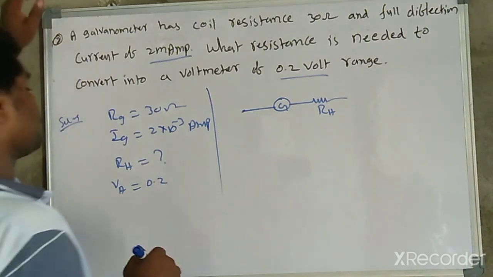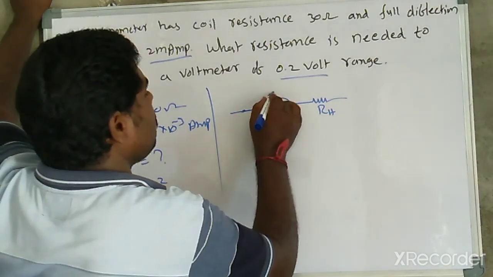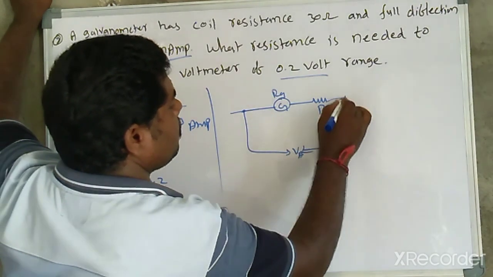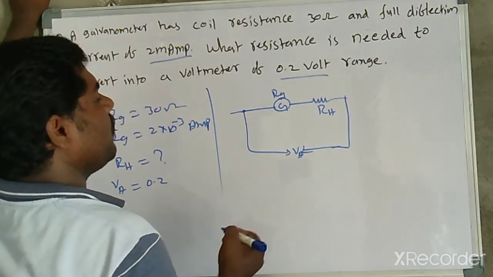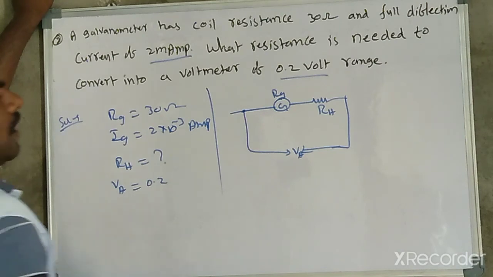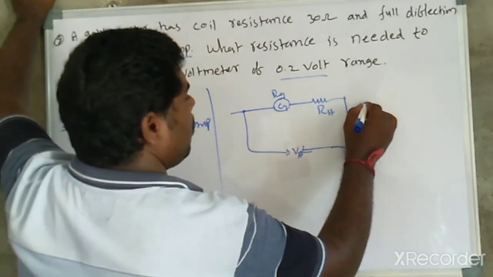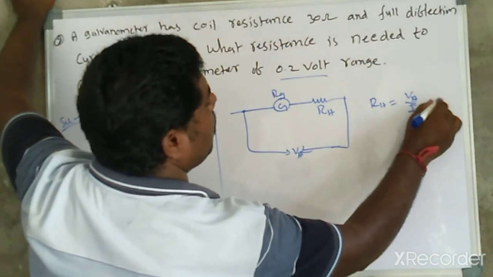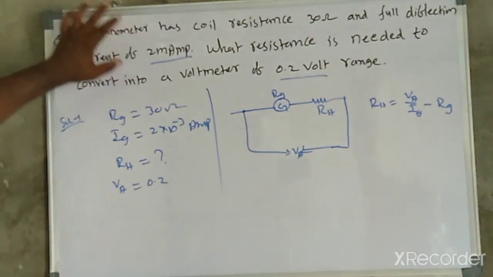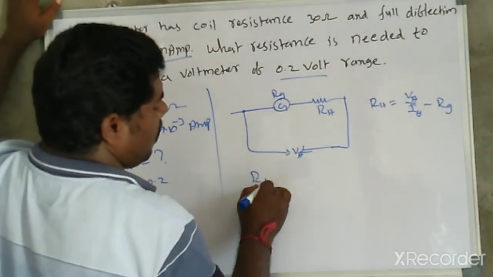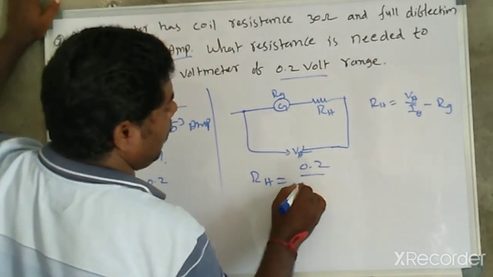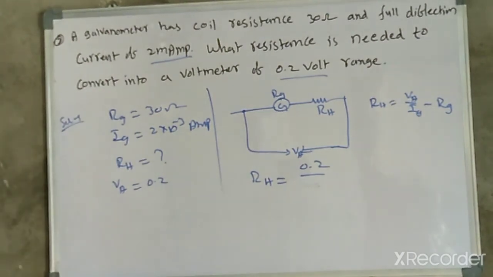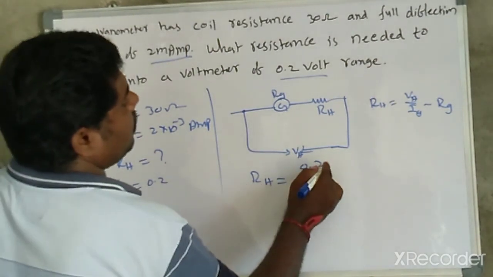Here the internal resistance is Rg, and we connect V like this between these two terminals. This V value is given. So we already know that RH is equal to V divided by Ig, minus Rg. Rg is given as 30. Substituting here, RH is equal to V, 0.2, divided by Ig.